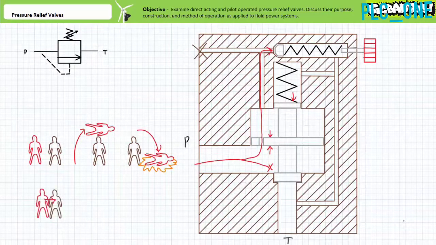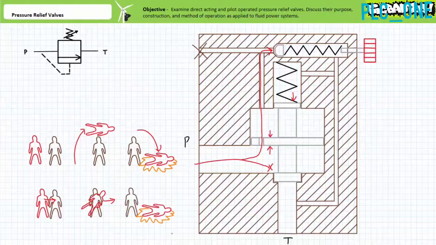Next, have your lab partner get up off the ground and push on you. Apply a token amount of resistance to get them committed to pushing you. And then just get out of the way and let them fall to the ground. Extra points if you guide their fall into a trash can or a chair. This is how a pilot-operated pressure relief valve works.